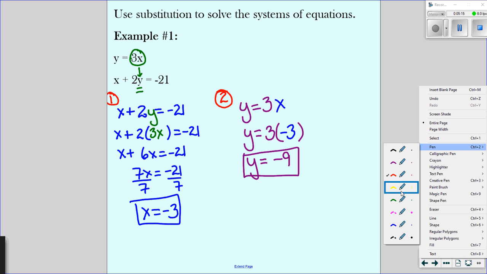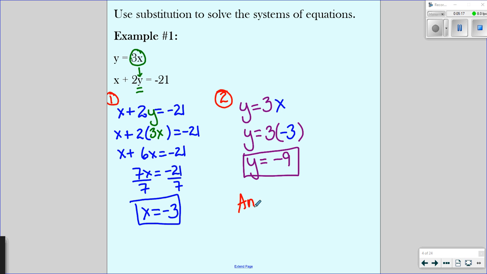So now my final answer will be in this form. It will be (x, y), and it's going to be (-3, -9). So that means this is the point of intersection. If you were to graph this, you would see that this is the point of intersection for these two lines. And in order to check yourself, you can take this point and plug it back into this equation and see if it works out.